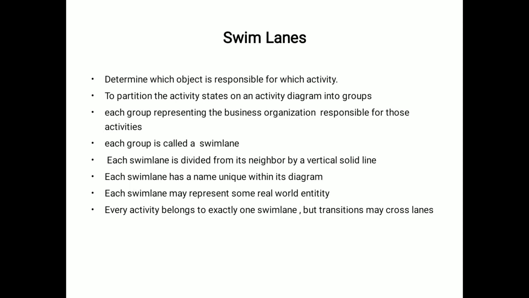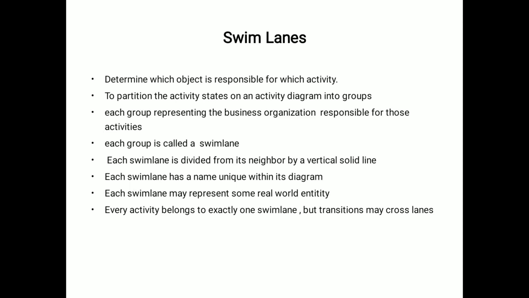Each swimlane is divided from its neighbor by a vertical solid line. Each swimlane has a name unique within its diagram. Each swimlane may represent some real world entity. Each activity belongs to exactly one swimlane, but a transition may cross lanes.